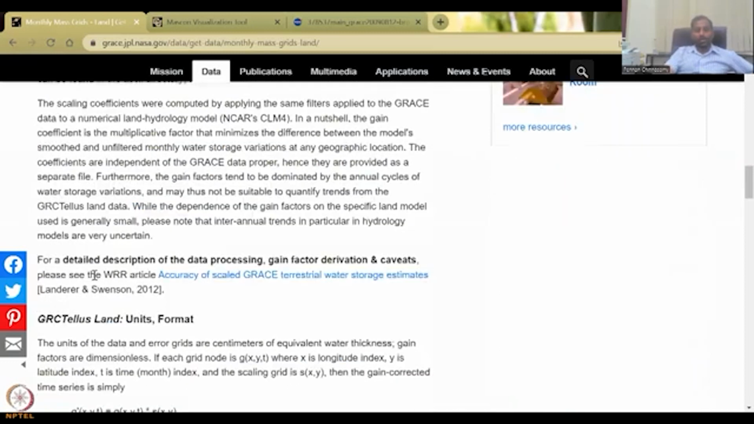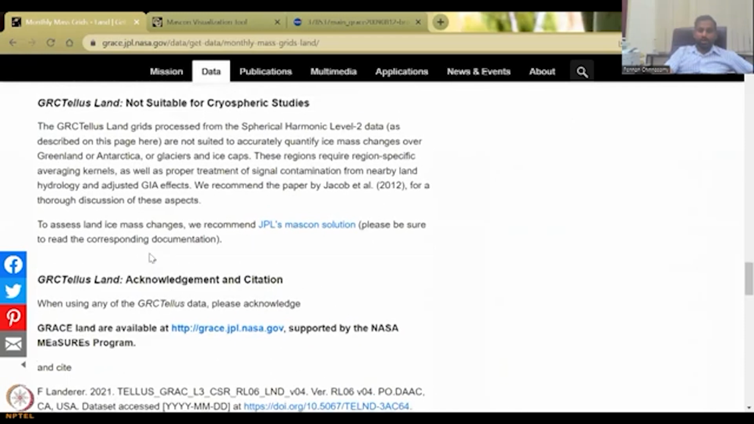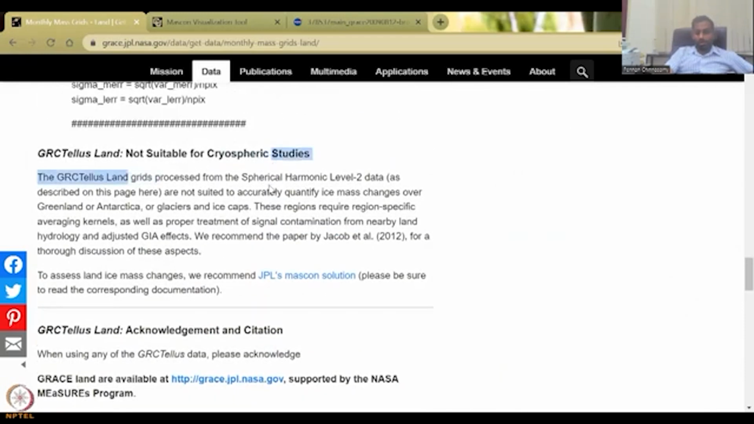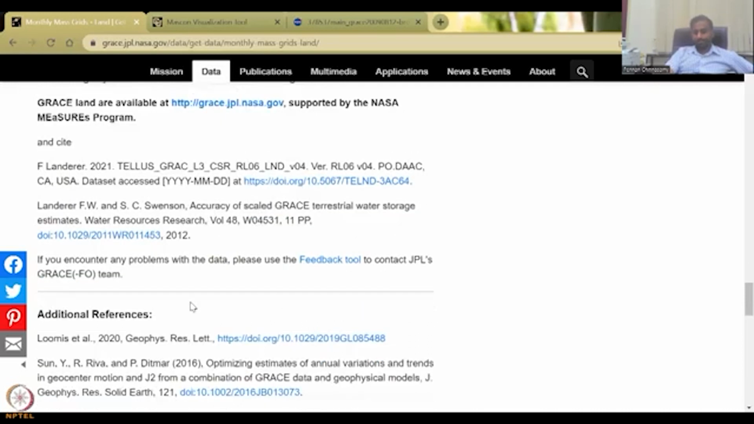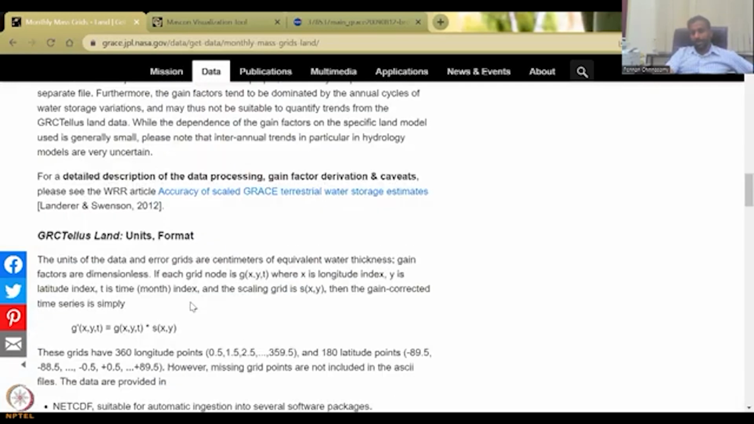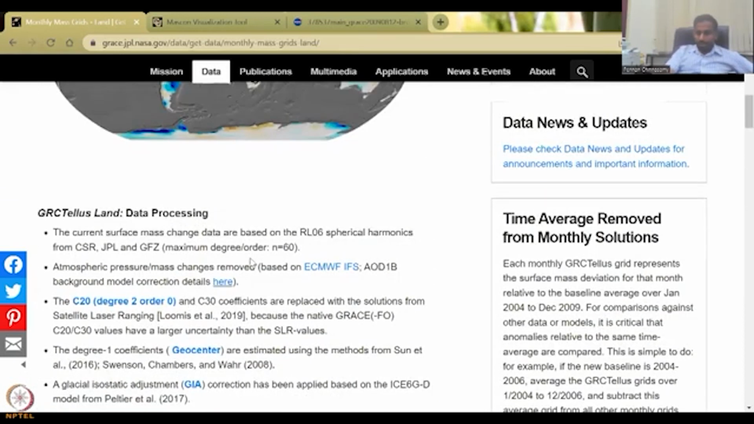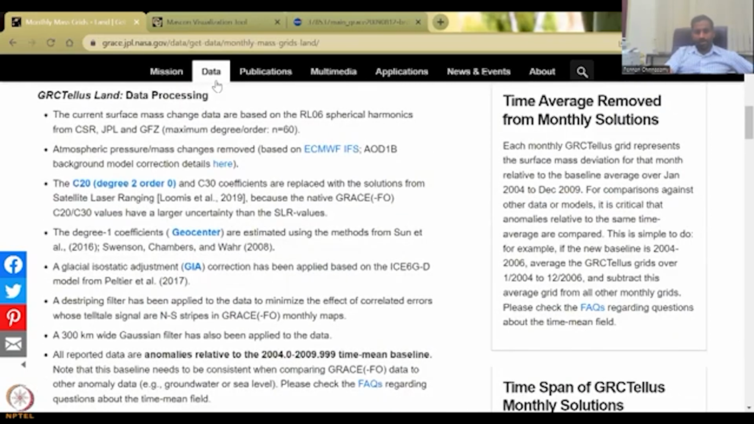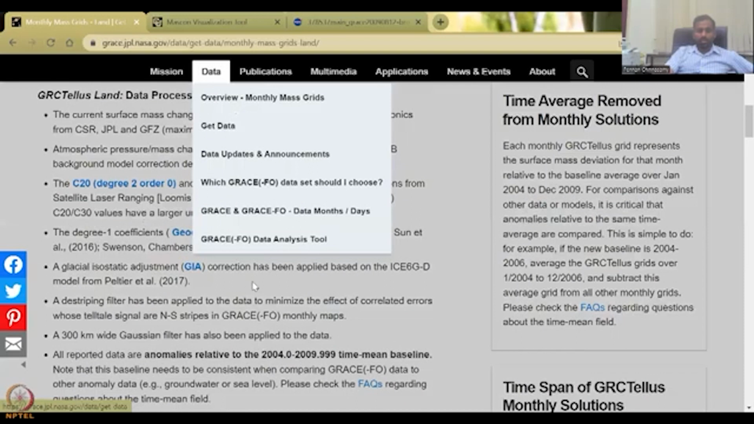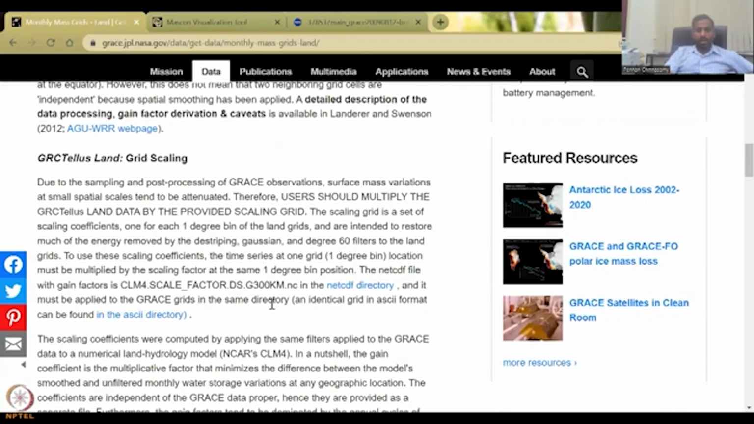And then you get the scaling data also, how to scale it, and where it's not usable, what's not suitable, etc. And then citations, you can cite these people who have developed the data and software, and you can download the data. So you can also pick the months that are given and get the data. Okay, so this is very important. You can take each of these solutions and get the data as NetCDF or ASCII.